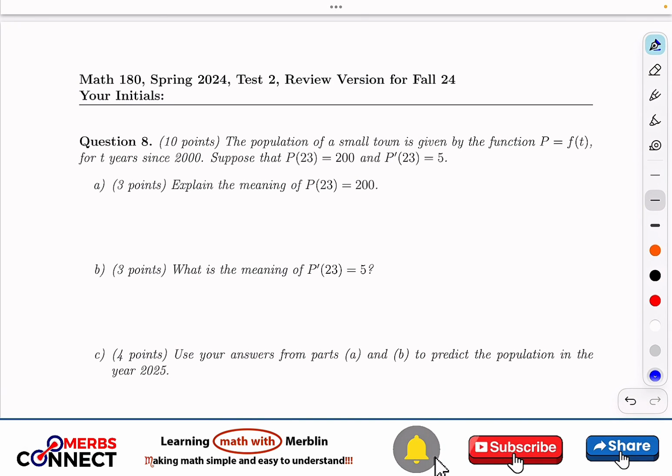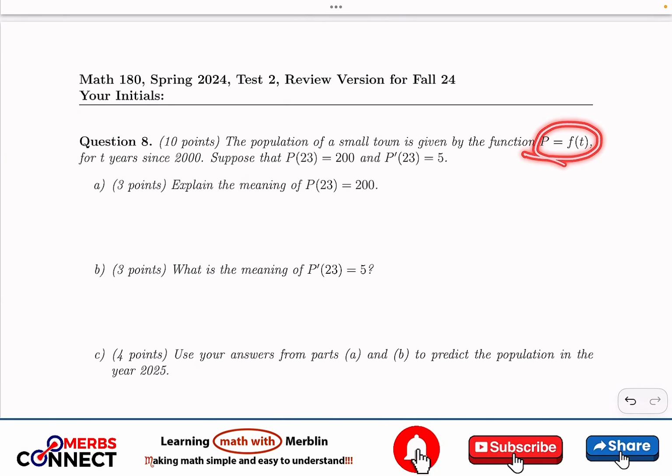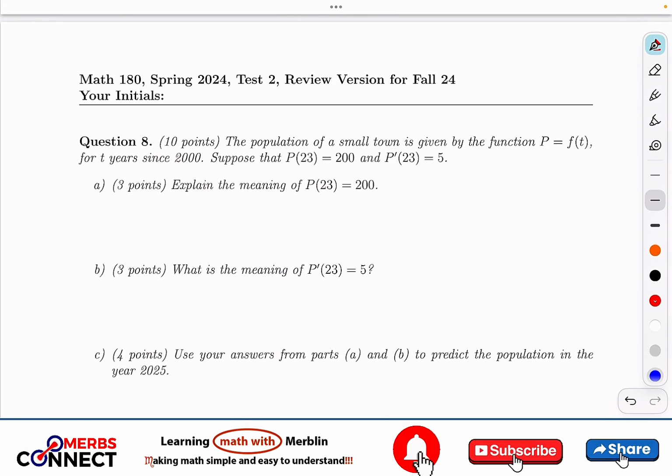Now let's look at question 8. After this one we have 2 more to go. Now the population of a small town is given by P equal to f of t, which is a function, and t is years since 2000. Suppose that P of 23, so this tells you that we are talking about 2023, because t is years since 2000.